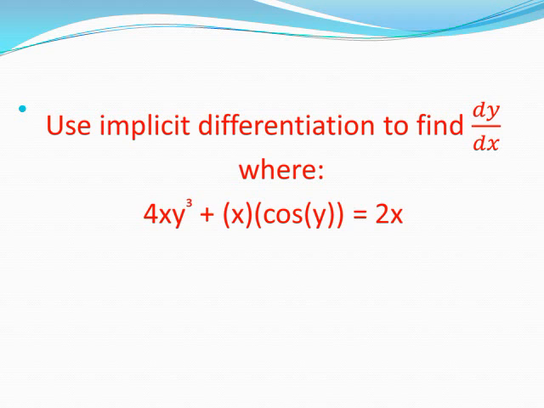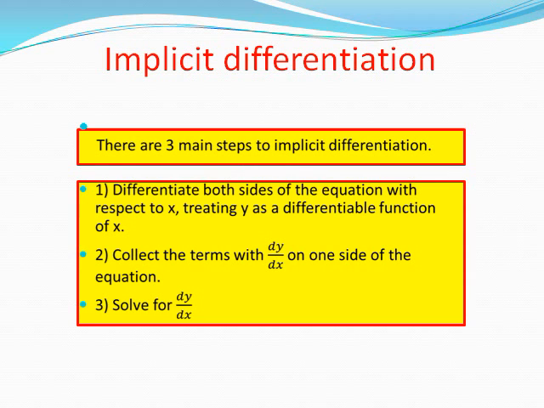Again, this looks very difficult, but if you are neat in your work and follow the simple steps, it's actually pretty easy. So the question says, use implicit differentiation to find dy/dx where 4xy cubed plus x times cos of y equals 2x. So the simple steps that I spoke of regarding implicit differentiation are as follows.